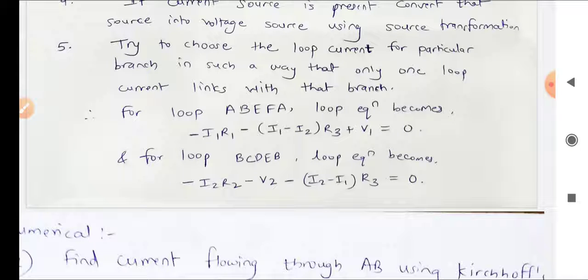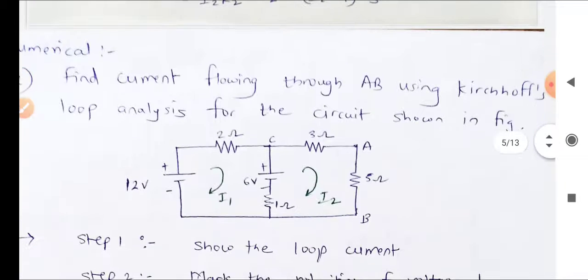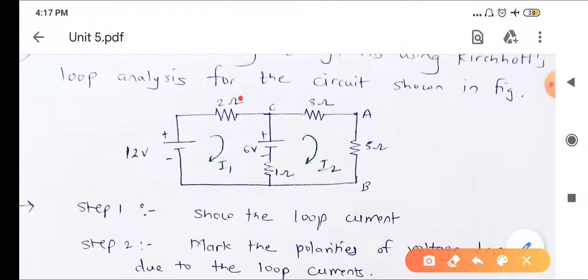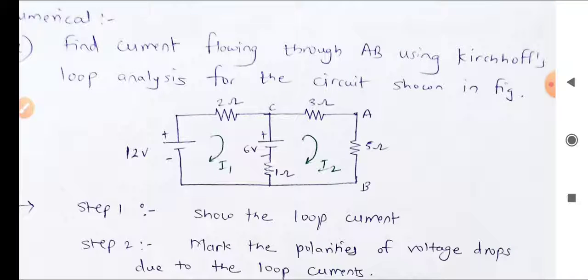To get an idea, I'm going to use one numerical. Find the current flowing through AB using Kirchhoff's loop analysis for the circuit shown in the figure. In this figure, the 2 ohm, 1 ohm, 2 ohm, 1 ohm, 3 ohm and 5 ohm are the different resistors present in the circuit, and we have to find the current flowing through branch AB, that is, the current flowing through the 5 ohm resistor.